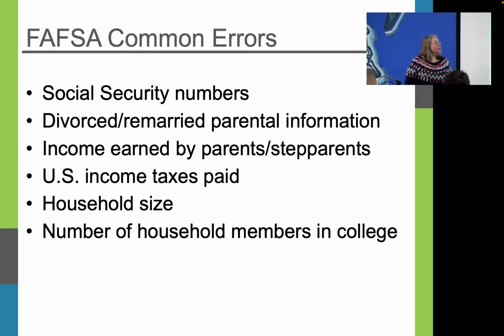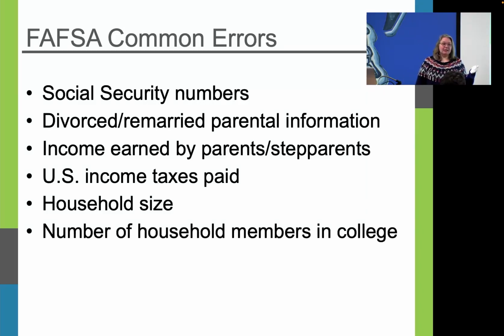Some other common errors are Social Security numbers. Just make sure that you're not transposing numbers, or you're not putting in, especially if your parent is helping you, a sibling's Social Security number, because that can really mess things up. Income earned: we really suggest that you use the data retrieval tool, which puts the information from the taxes onto the FAFSA to avoid a lot of these errors. Income taxes paid: a lot of times people will put the amount that was withheld for their taxes or the amount that they received in a refund. Neither of those are what was actually paid, so that can mess you up.